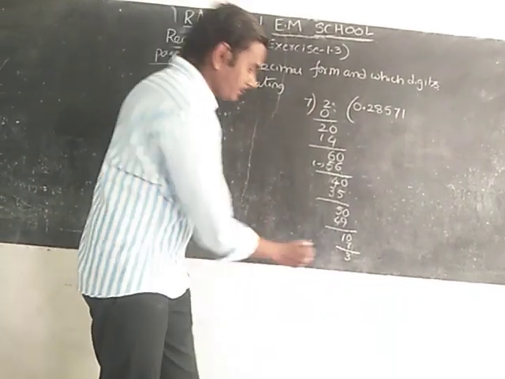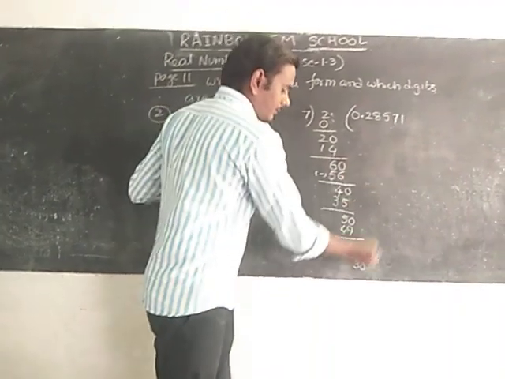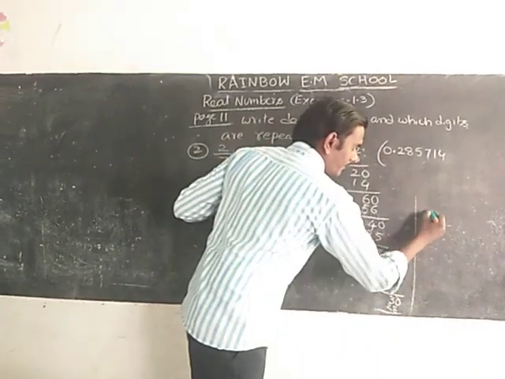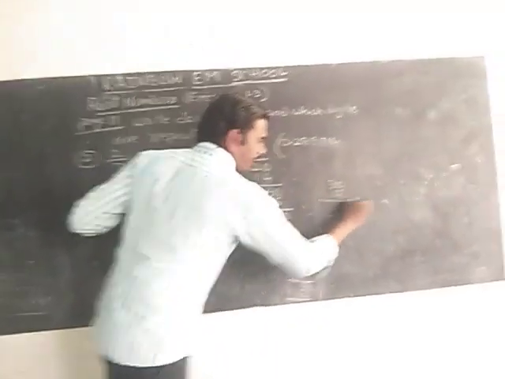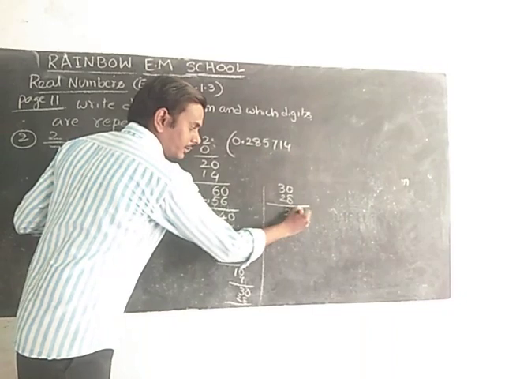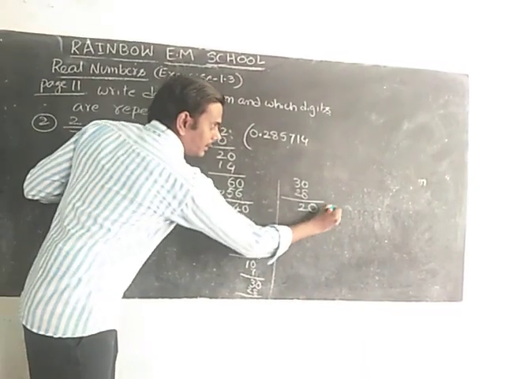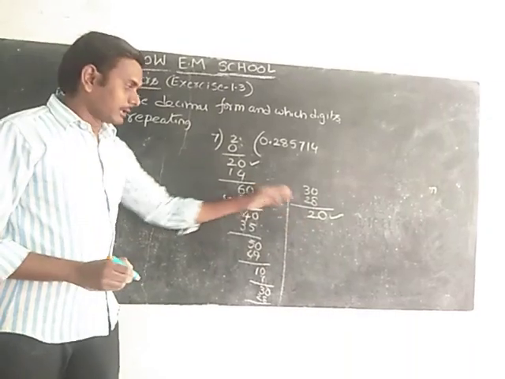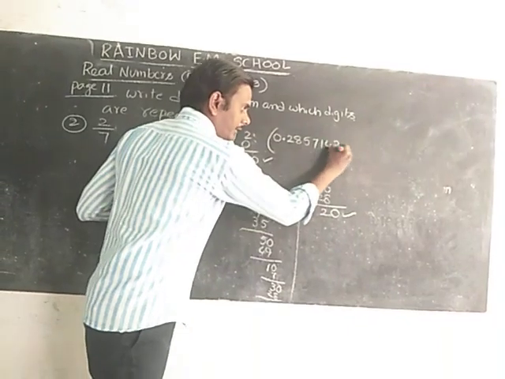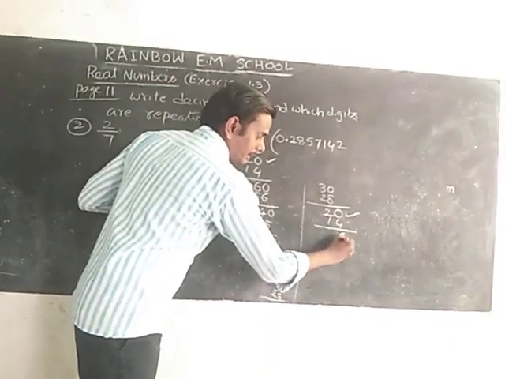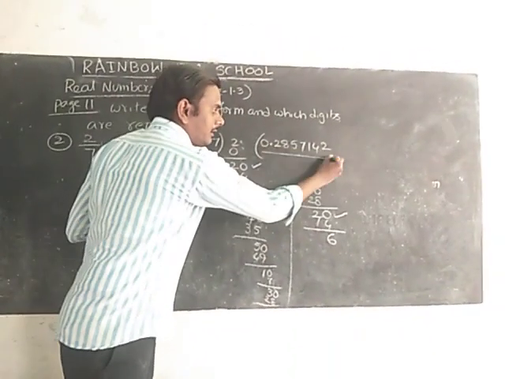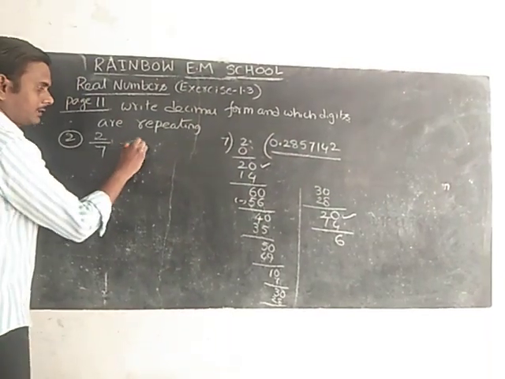Next 0. Again 7 fours are 28. The remainder is 30 minus 28, which is 2. After this we again take 0. If you observe here, this 20 is the same as before. That means from here onwards this calculation will be repeated. 7 twos are 14, remainder 6. If we go further, we will repeat this calculation again. That means this is the quotient.